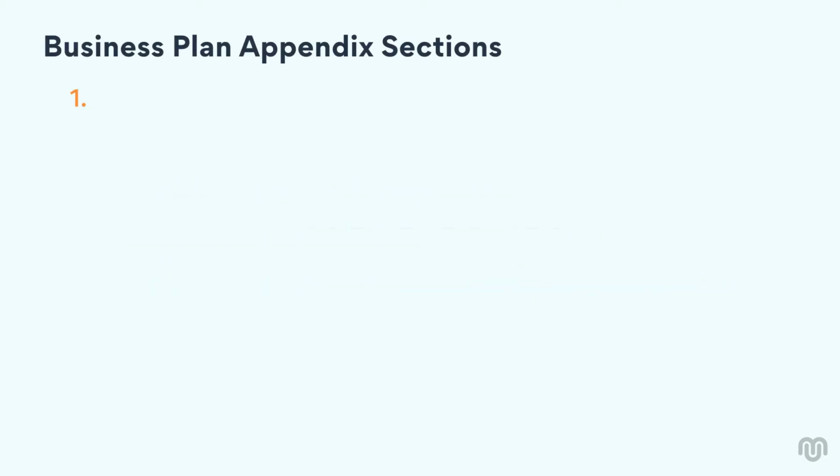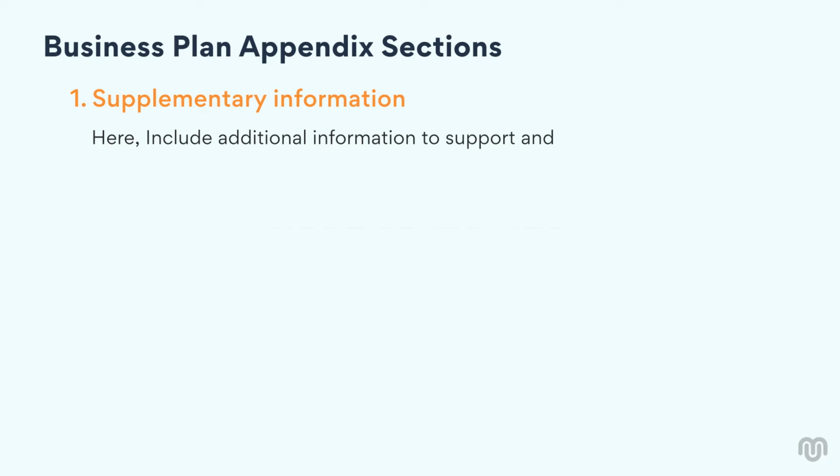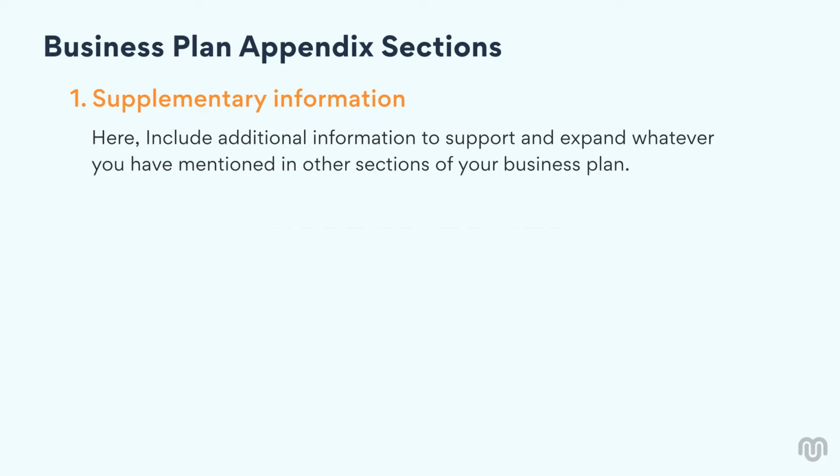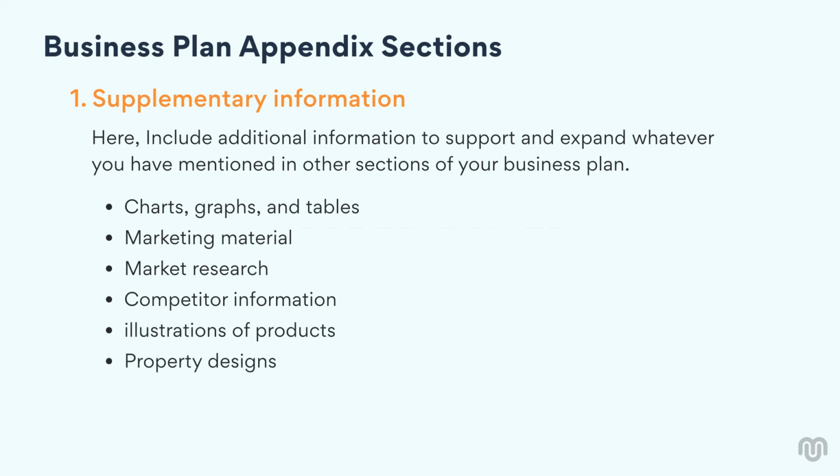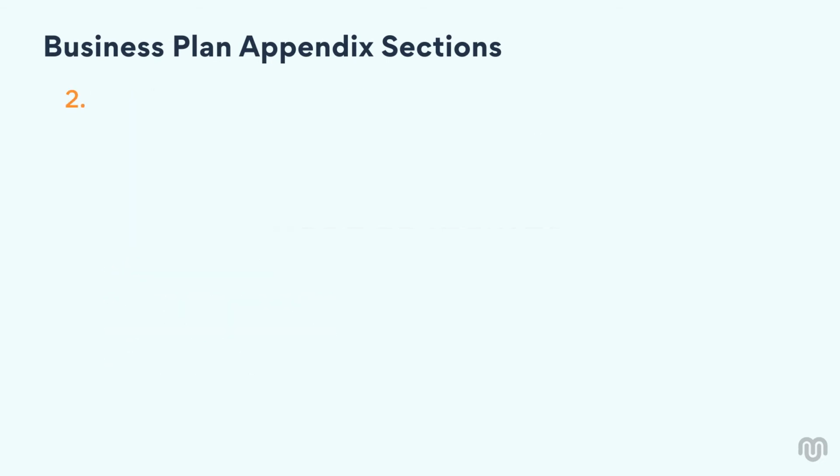Number 1. Supplementary Information. Here, include additional information to support and expand whatever you have mentioned in other sections of your business plan. Some of the information are charts, graphs, and tables, marketing material, market research, competitor information, illustrations of products, property designs.